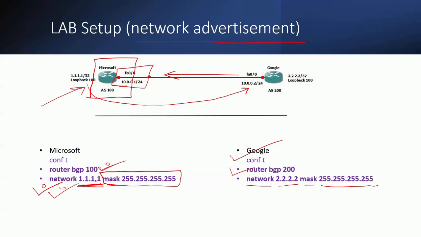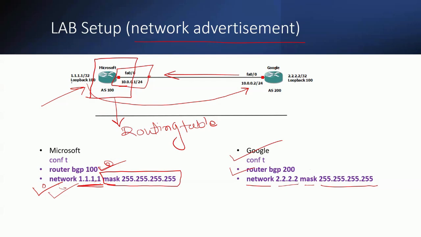So if you want to advertise any network to the BGP peer, you need to do it with the network command under the BGP process. The condition is that the network you are advertising, that network or route, should be present in that device's routing table. Then and only then will it be advertised to its peer.